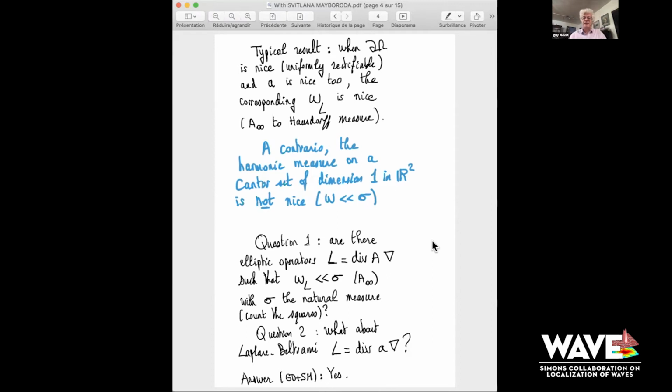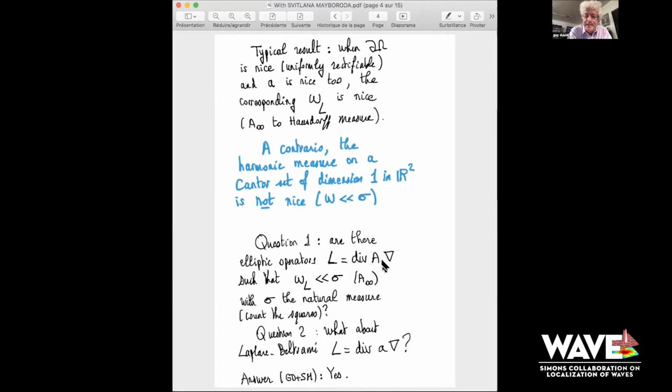It's rather hard to prove that harmonic measure is bad on Cantor sets, okay? And the question that I'm trying to answer comes in two flavors. The first one is, are there elliptic operators of the type divergence with a matrix A for which, on precisely the best Cantor set that you can think of, the harmonic measure is nice instead of being bad?